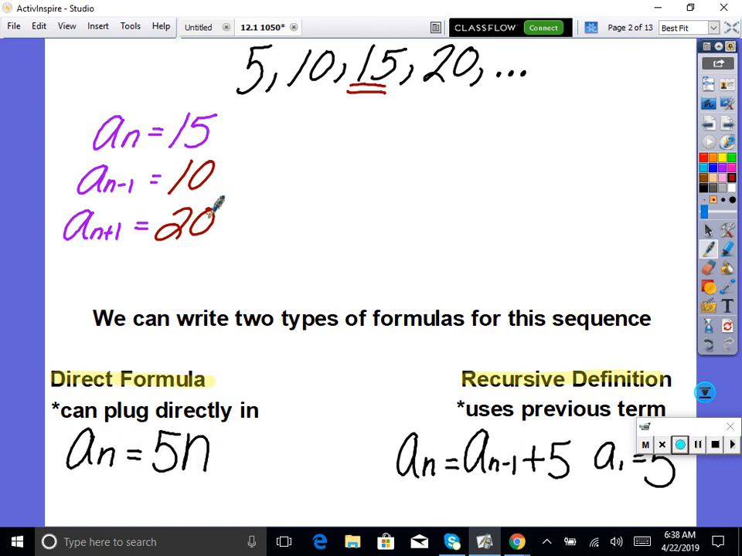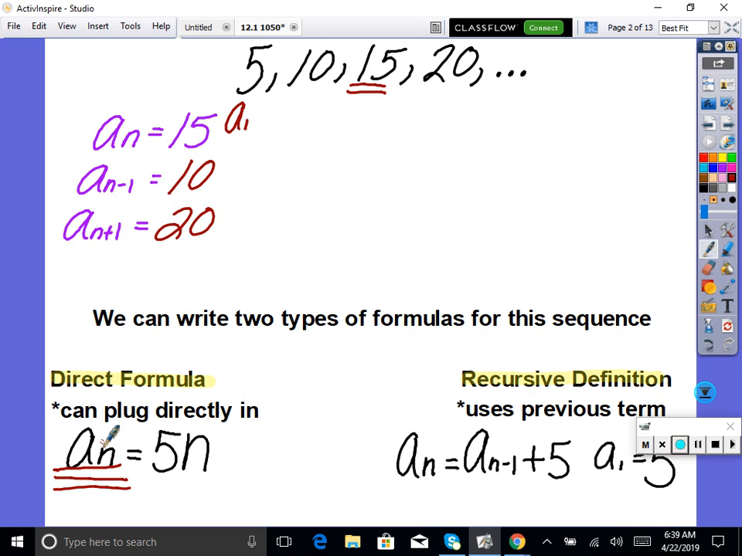A direct formula, I call it. The book didn't call it a direct formula. They didn't call it anything. But I'm going to call it a direct formula because it's a formula that you can plug directly in to get back the sequence. So for example, a sub n is my general formula. This literally says the nth term, or any term in the sequence, is going to equal 5 times whatever n is. Direct formulas are the most useful because we can plug directly in. Now let's see why this makes sense. Here's a sub 1. If I plug in 1, do I get 5?